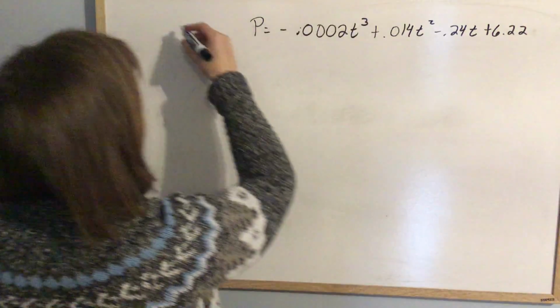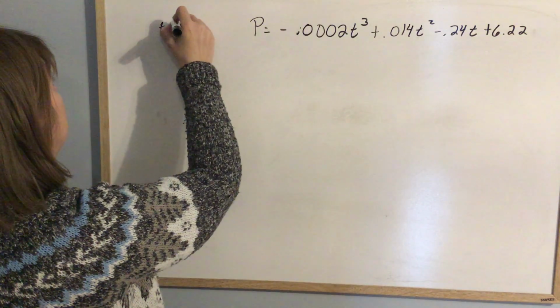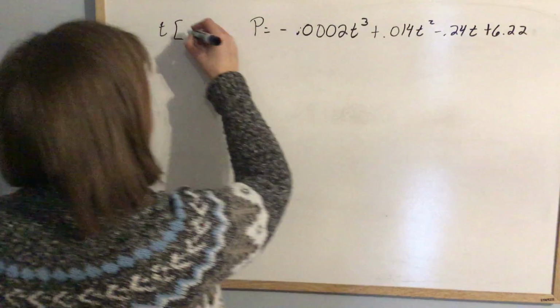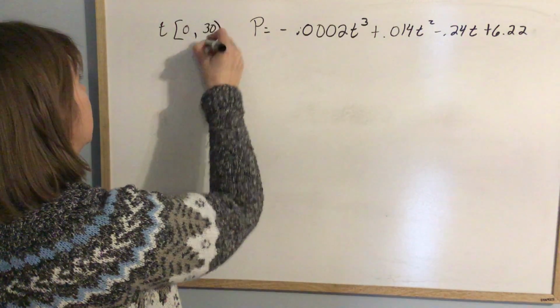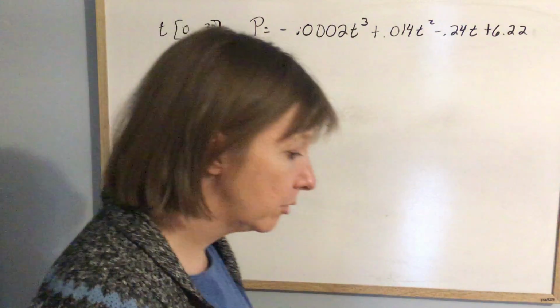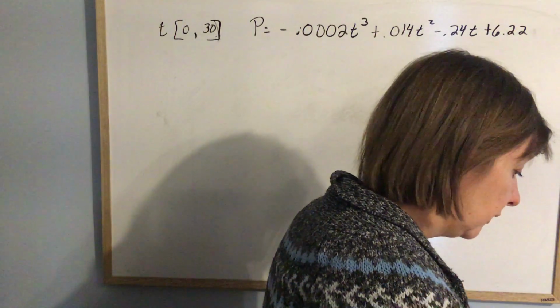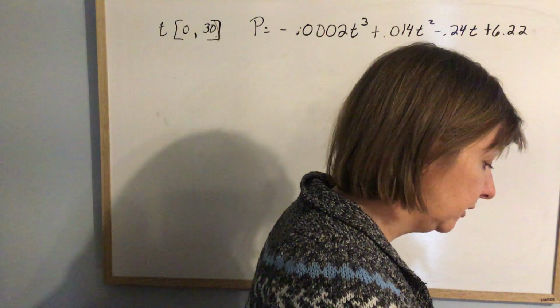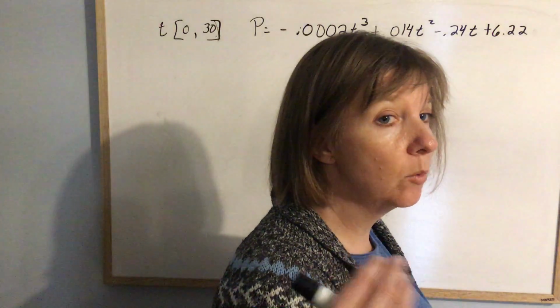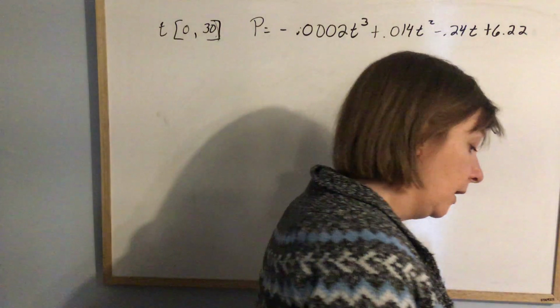6.22. And again, they tell you that T, your unknown, is between 0 minutes and 30 minutes, because at the end of 30 minutes, that candy's probably no longer in your mouth. You've probably eaten it. So it says determine the time when the pH is the lowest in your mouth. In other words, when is it most acidic?